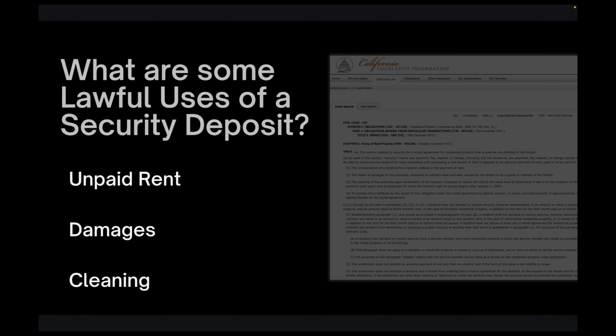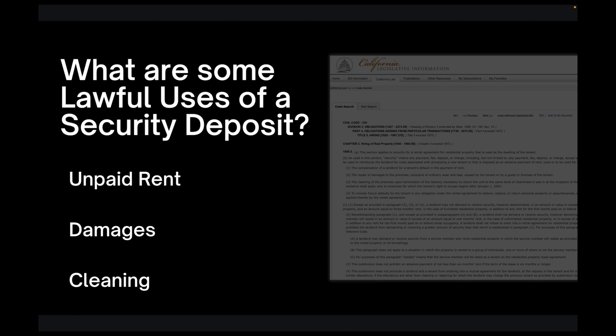So, what are some lawful uses of a security deposit? Well, landlords are permitted to use security deposits for at least all of the following: unpaid rent, damages, cleaning, and a couple other items that I will discuss. Okay, so unpaid rent. Unpaid rent could be a month that the tenant did not pay some or all of the rent. In that case, you are entitled to deduct from the security deposit.